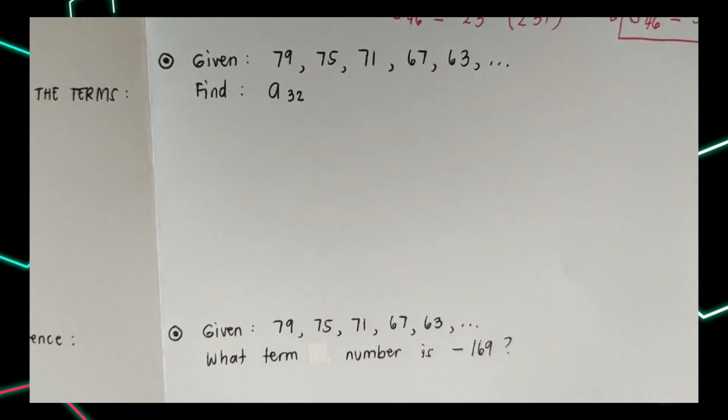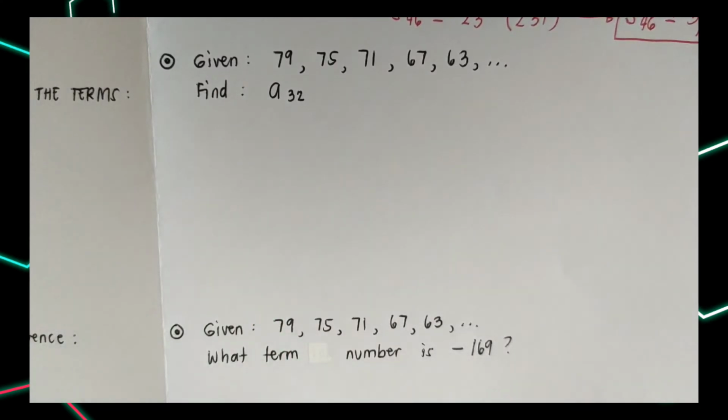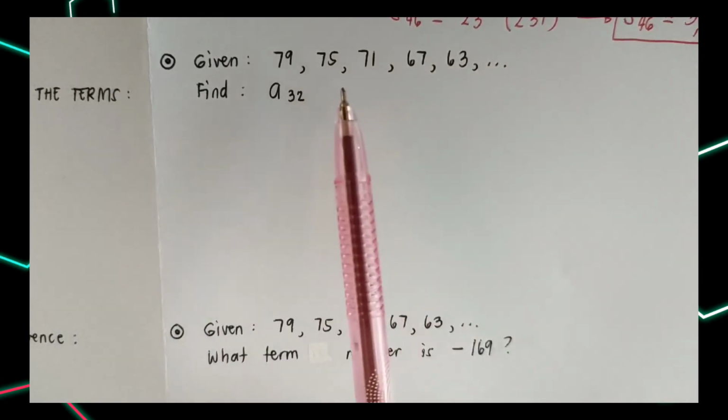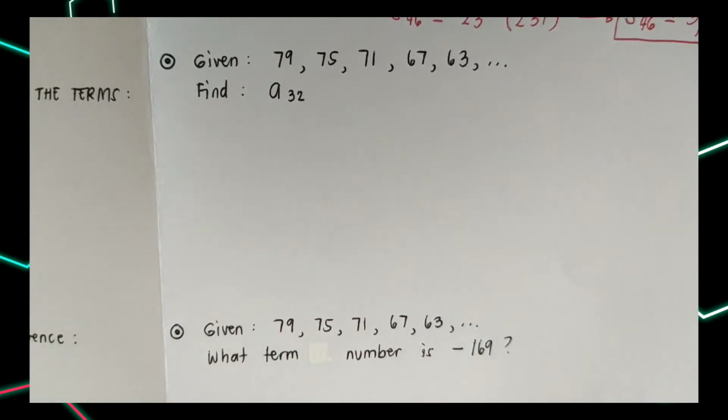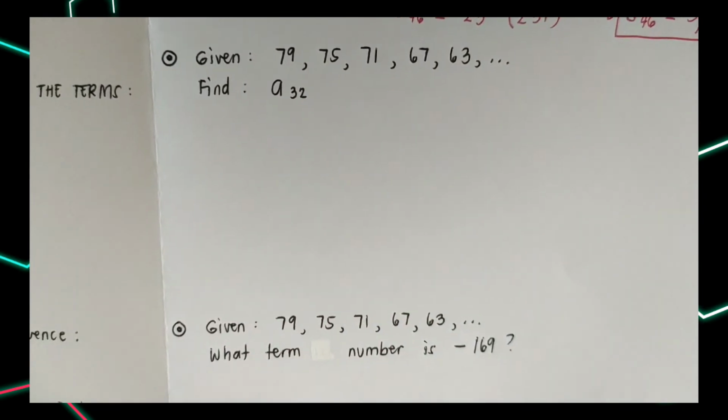Given 79, 75, 71, 67, and 63, we need to find a sub 32. The first thing that you need to do is to analyze. Is it decreasing or increasing? Yes, very good. It is decreasing. So meaning to say, our common difference here later will be negative. So that is how to get the specific term later on.